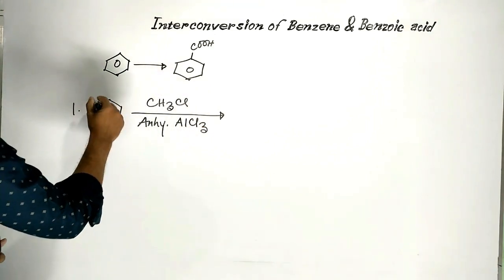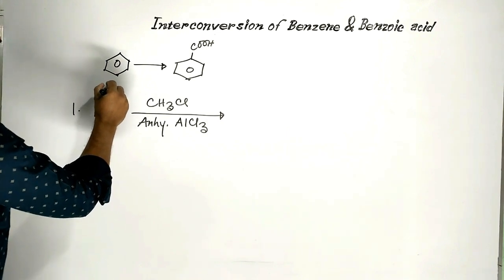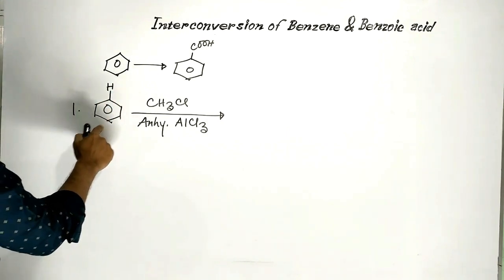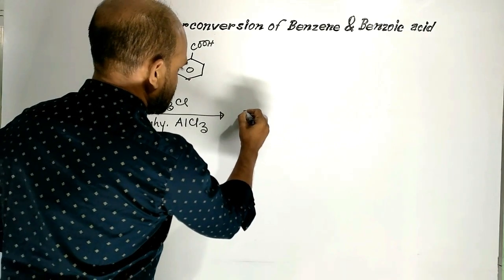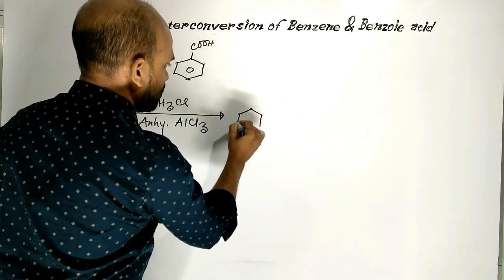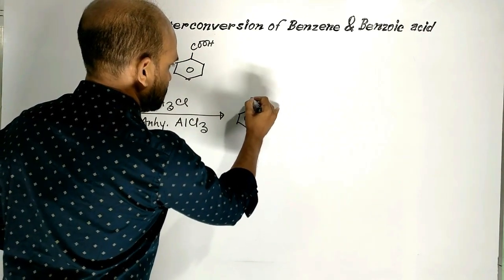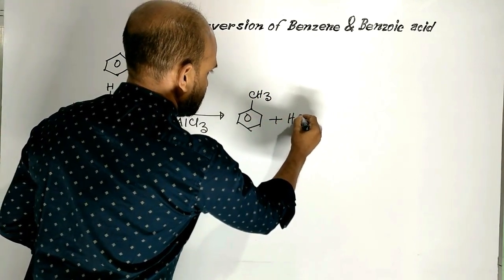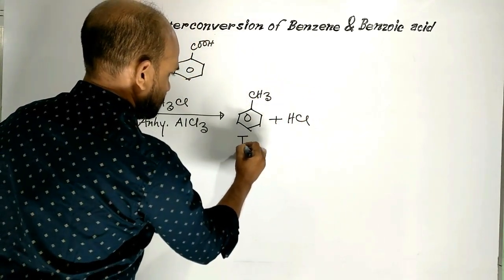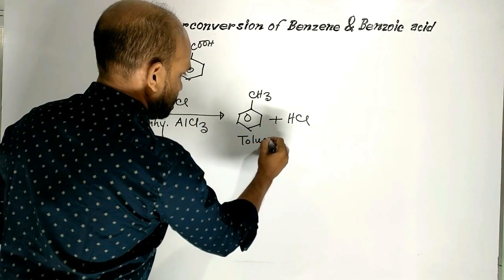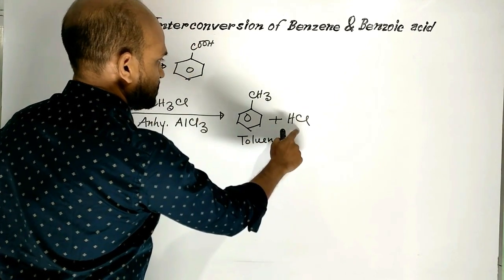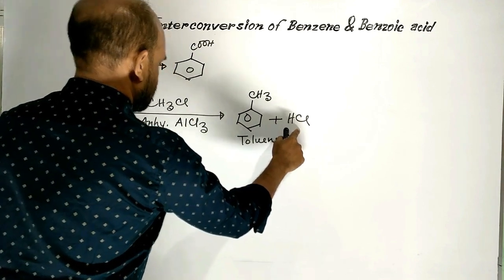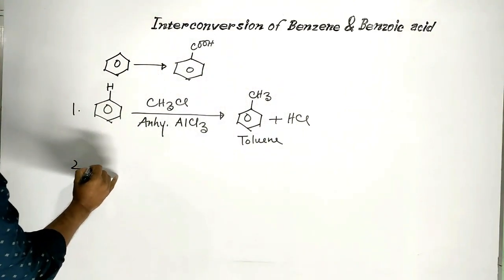In this case, one hydrogen atom of benzene is replaced by methyl group. Then this compound is formed: toluene. HCl is formed as byproduct. Step 2.